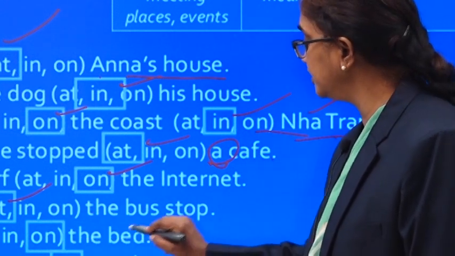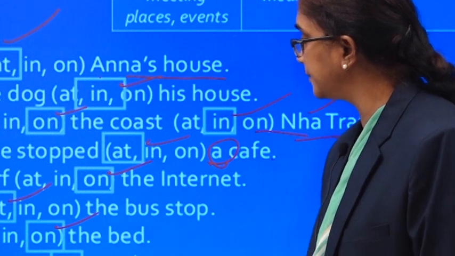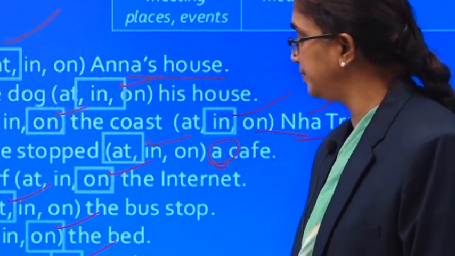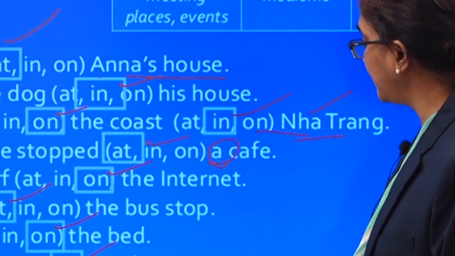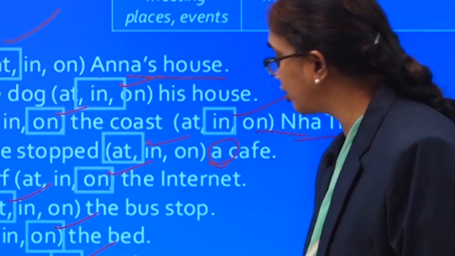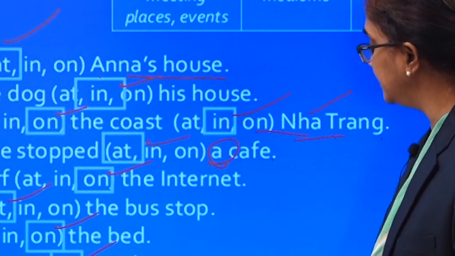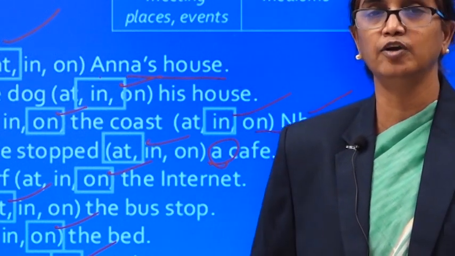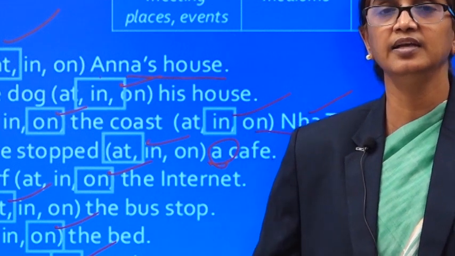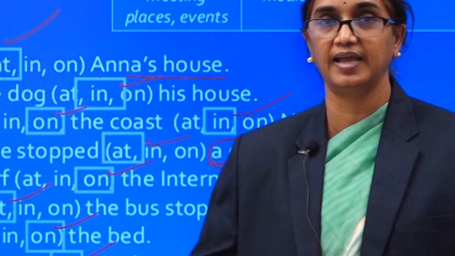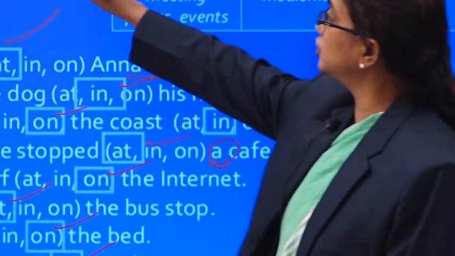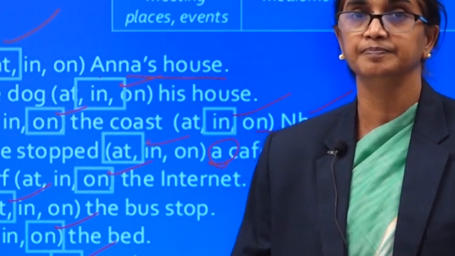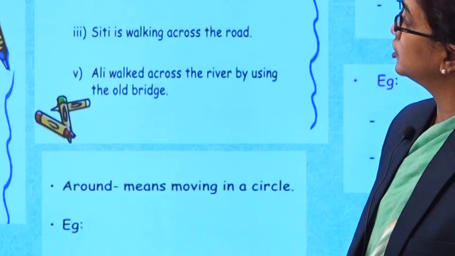The cat is dash the bed. The cat is on the bed. The article was dash the newspaper. The article was in the newspaper. There is a pen dash my pocket. There is a pen in my pocket. There was a bug dash the ceiling. There was a bug on the ceiling. There was a lizard on the ceiling. There is a 10 rupee note in my pocket. There is an interesting book in my bag. So this is how we use prepositions of location. In my pocket, in my bag, in the desk, in the cupboard. This is how we use prepositions of location.